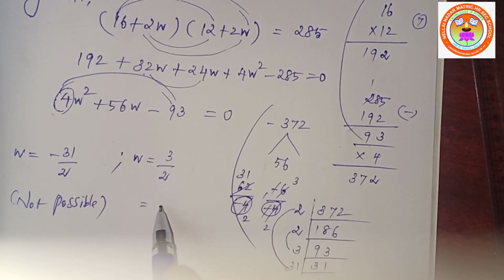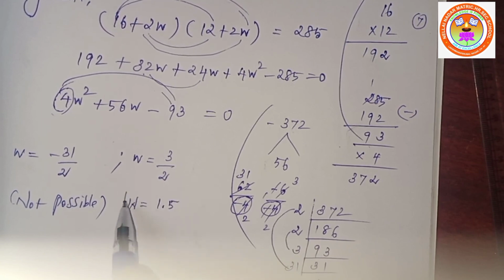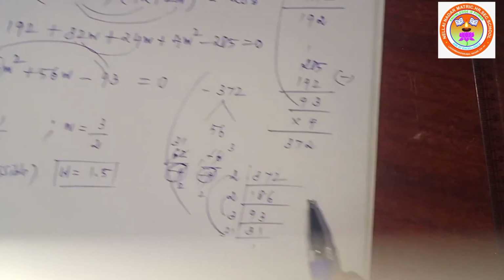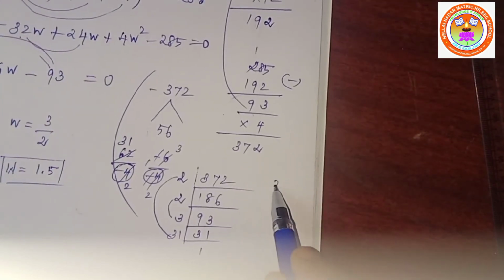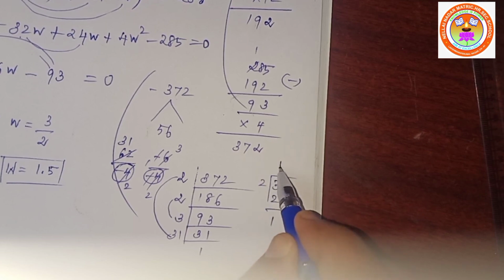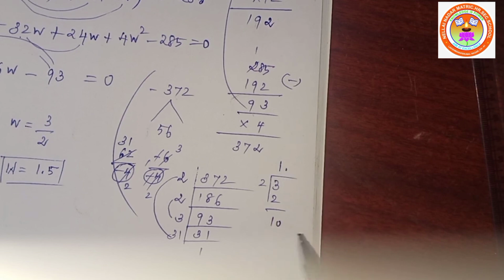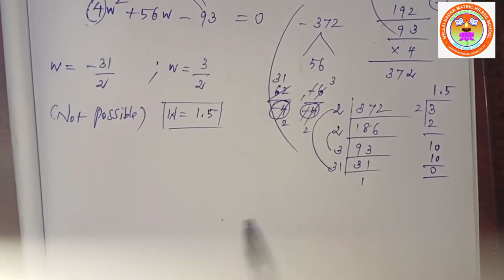Even you can write 3 by 2, you know very well, that is 1.5. 3 by 2 and 1.5 are same, correct? Shall I divide over here? 3 divided by 2. 2 ones are 2, balance 1. Put decimal point over here, 0. 2 5s are 10, the remainder is 0. So 1.5.